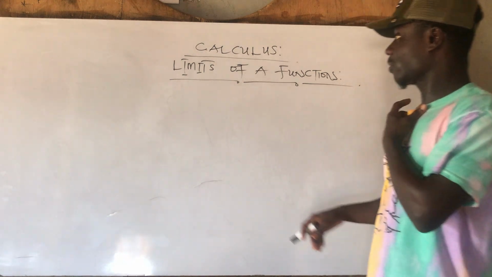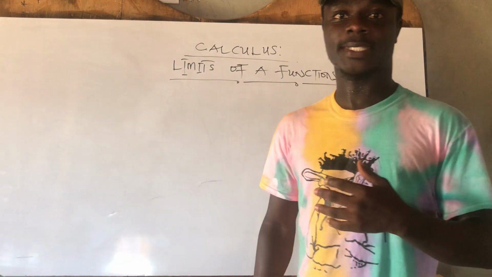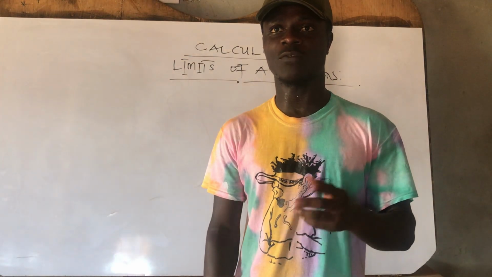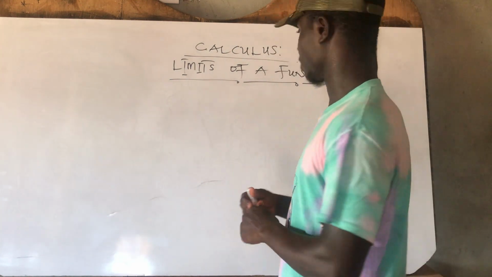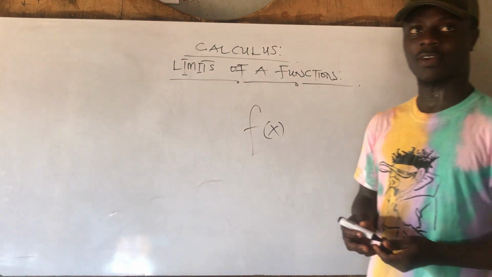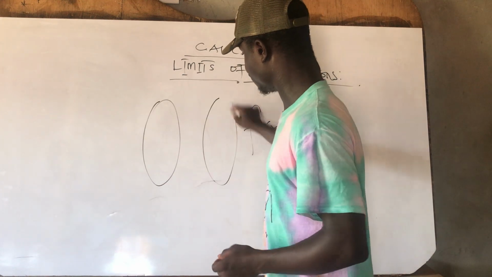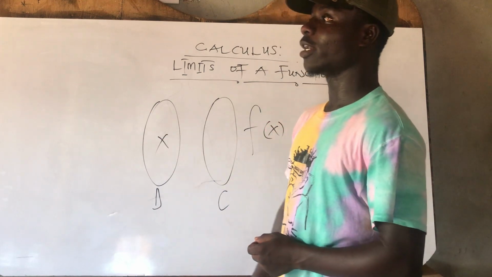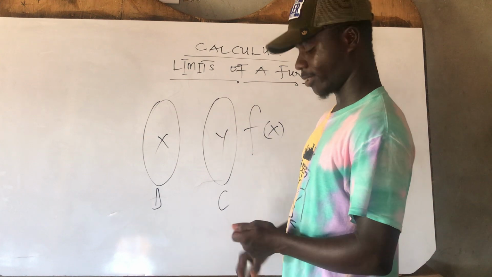That's calculus. We are starting with limits of a function. I believe you've done functions, right? So you know what a function is. Let's say I'm dealing with one variable, so f of x. We have the domain and the codomain. Then we have an object inside the domain which is x, then the codomain which is y.